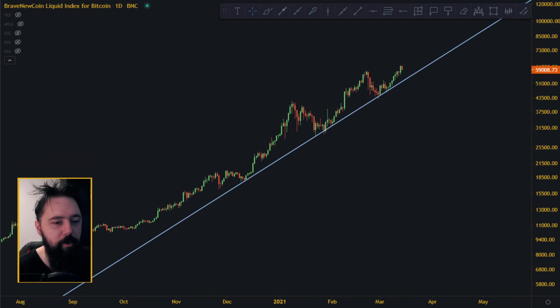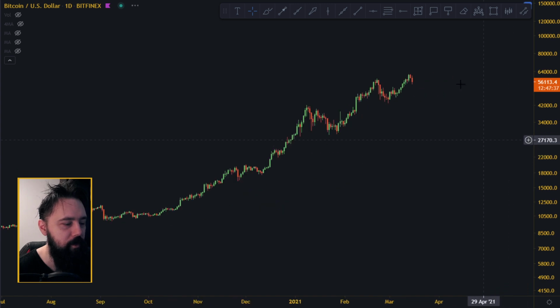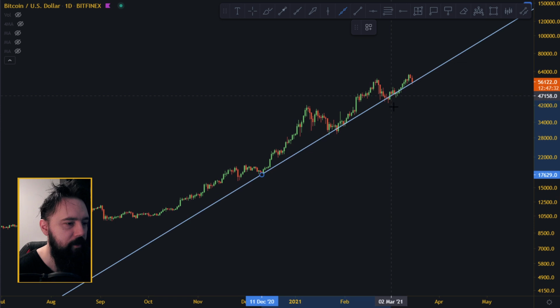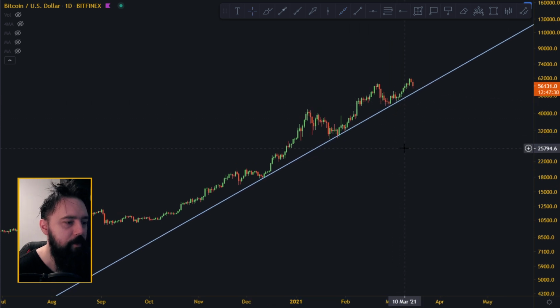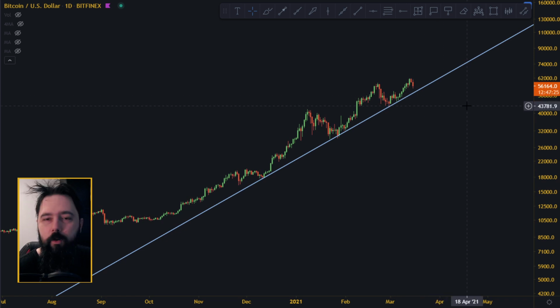We are not breaking the parabolic move, and I can show you this on this daily chart over here. This move right over here is not being broken. You can see we can still go all the way down to 51,000 and still be on our way up.